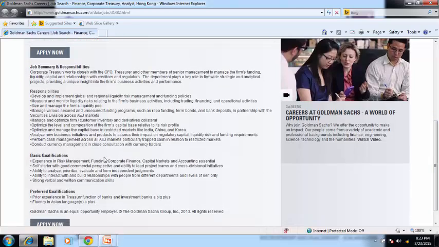Then you come down to the basic qualifications, which is they need to have experience in risk management, funding. They need to be a self-starter. They need to have the ability to analyze, prioritize. They need to have the ability to interact with and build relationships, strong verbal and written communications. These are all the characteristics of the person.